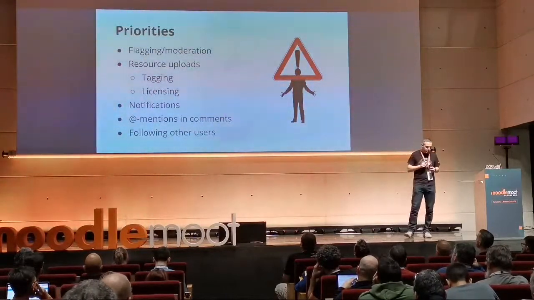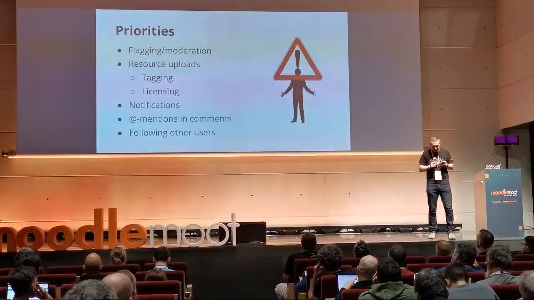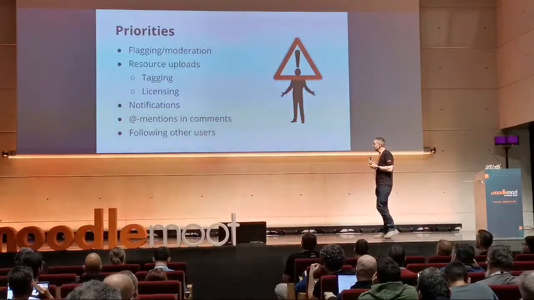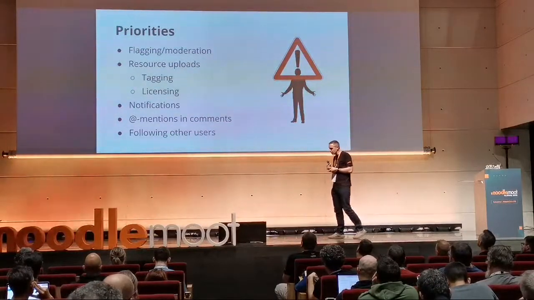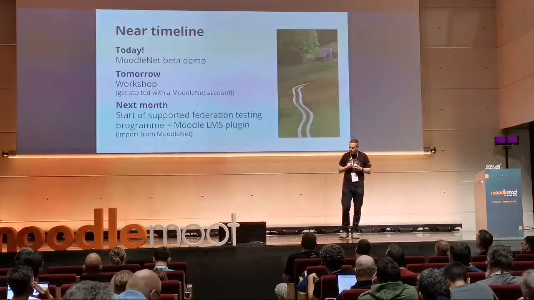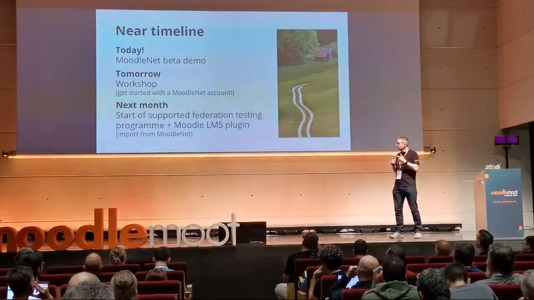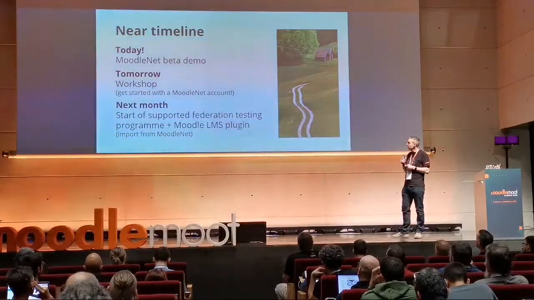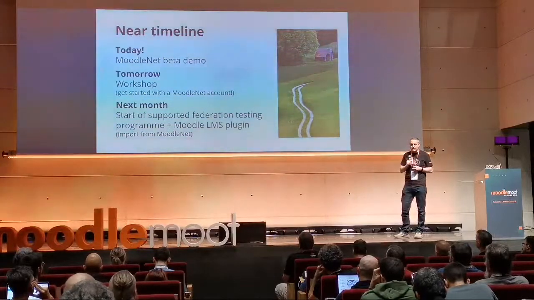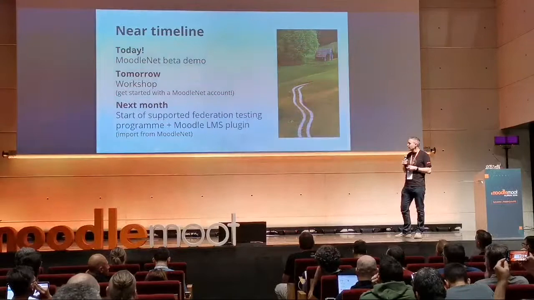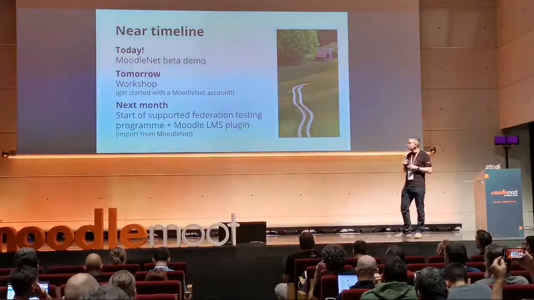So, our priorities between now and probably the end of January are the following. Making sure resource uploads work properly, get notifications in there, make sure you can follow other users, make sure moderation's sorted out. Our timeline for the next few months is to obviously demo this, get the workshop sorted out, and start the Federation testing program. If you want to be part of that, there's about 30 organizations already in there. Have a look at the MoodleNet blog or just catch me afterwards.